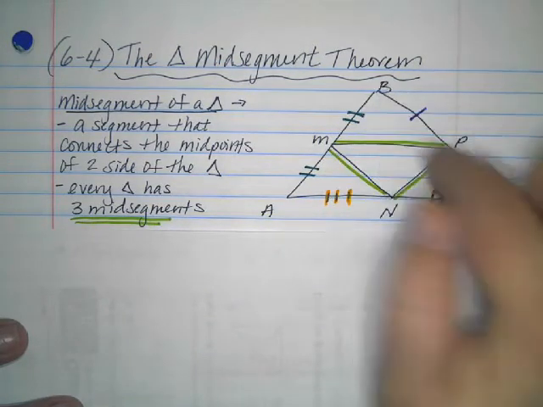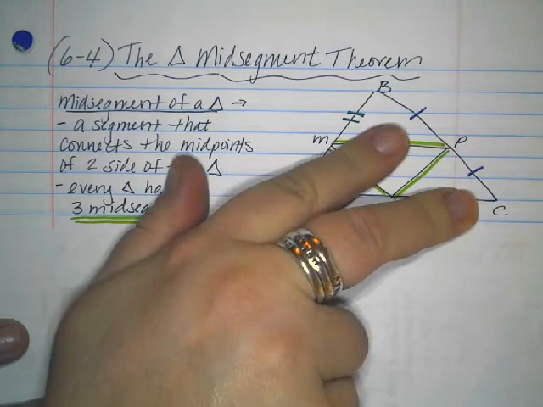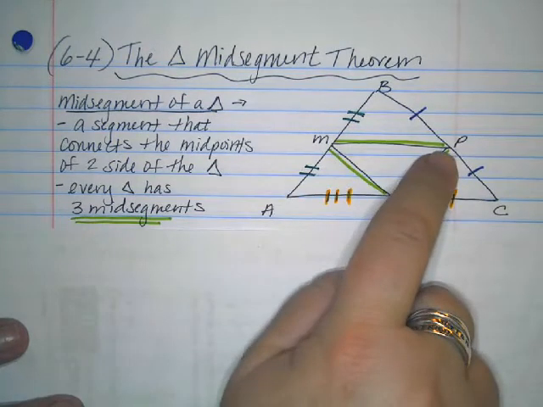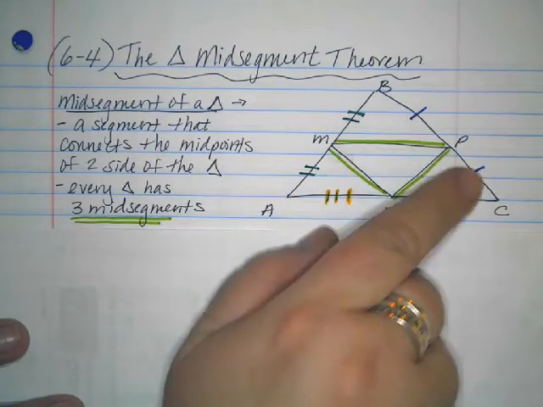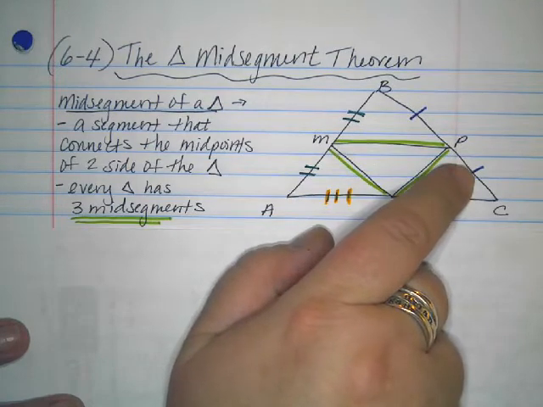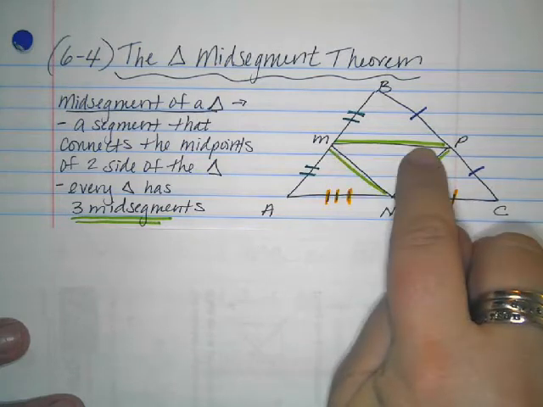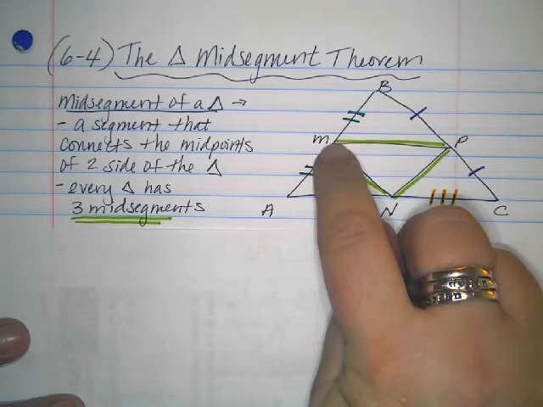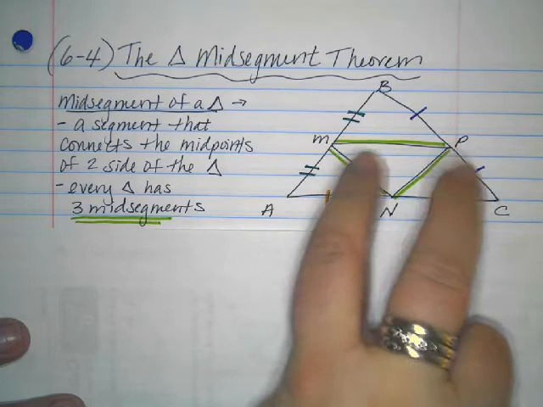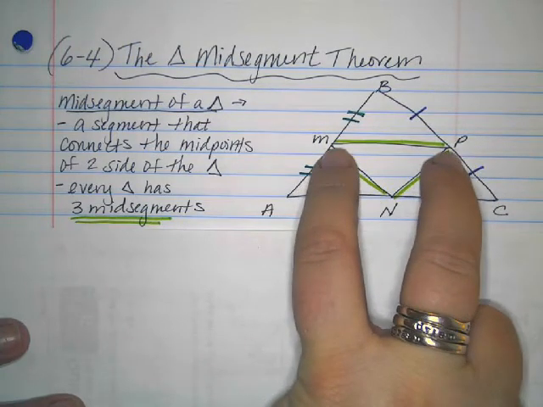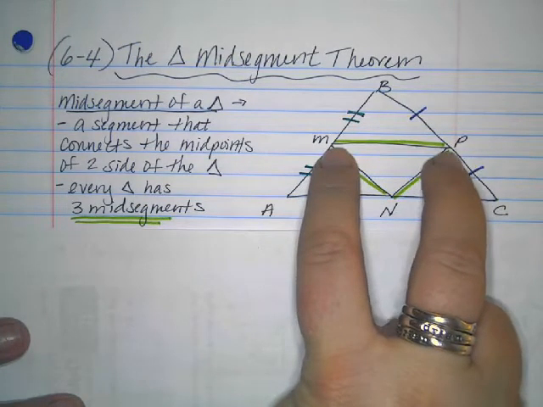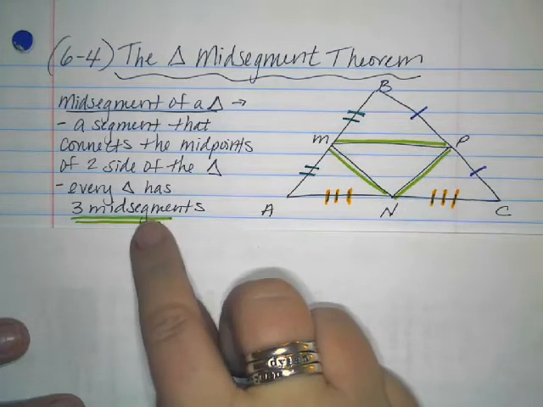Then if I look at this side over here, side BC, I can see that P is the midpoint. Again, I know that because of these notches stating that those two pieces are equal. So this MP is considered a mid-segment because it connects this side with this side by their midpoints. Another piece of this is that every triangle has three mid-segments.